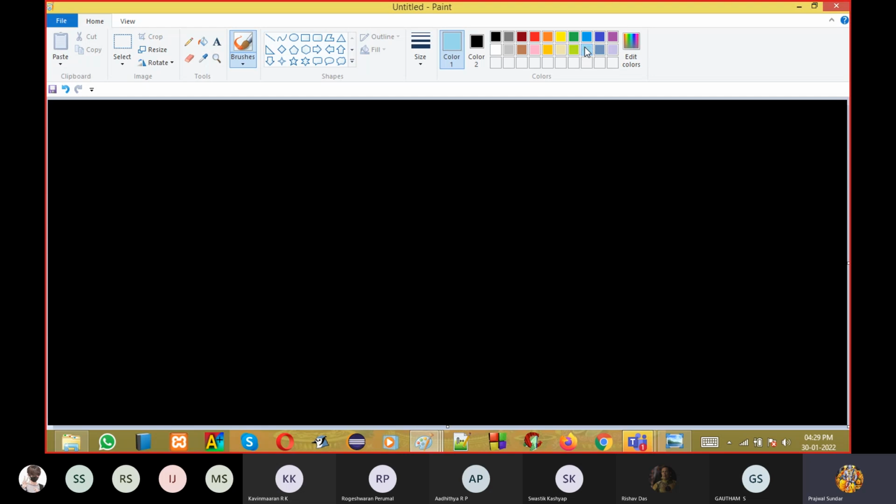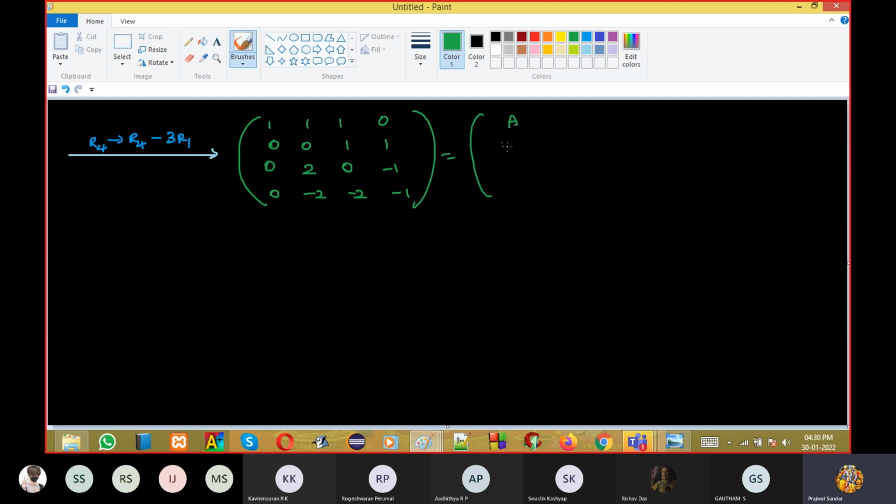So now, performing row operations, I'll write out all the operations. I'll be performing R4 implies R4 minus 3R1. Performing this operation, I'll get 1 1 1 0, 0 0 1 1, 0 2 0 minus 1, 0 minus 2 minus 2 minus 1. This will be equal to A, B, C, M minus 3A.